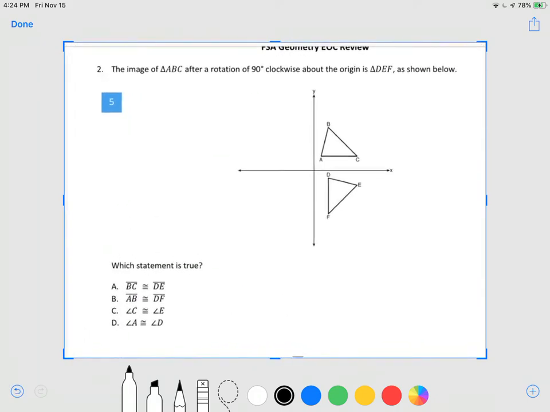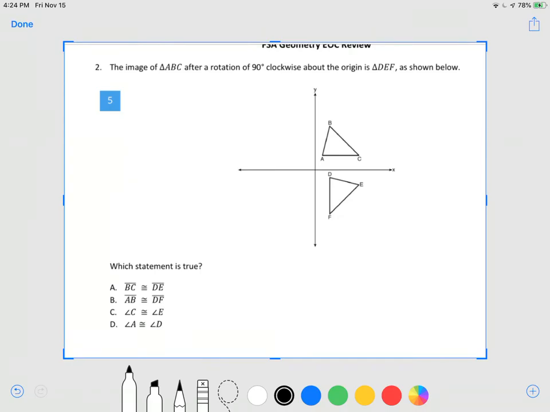The first one says, the image of triangle ABC after a rotation of 90 degrees clockwise about the origin is triangle DEF. And again, the order of the letters here is helpful. A, B, and C corresponds to D, E, and F in order. So it says here, which statement is true? BC is congruent to DE.